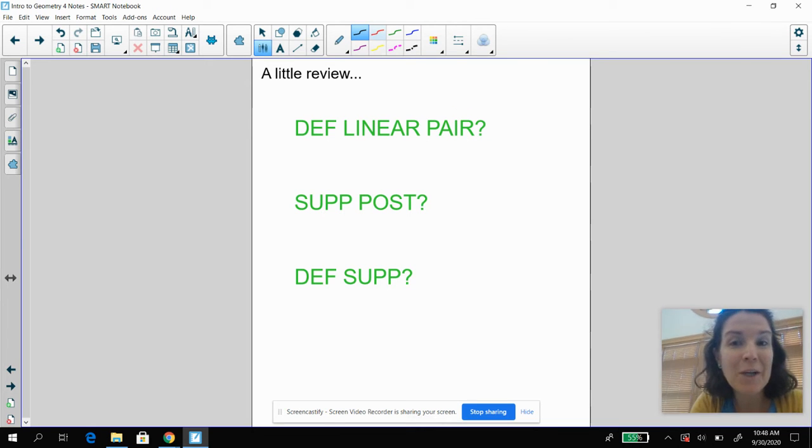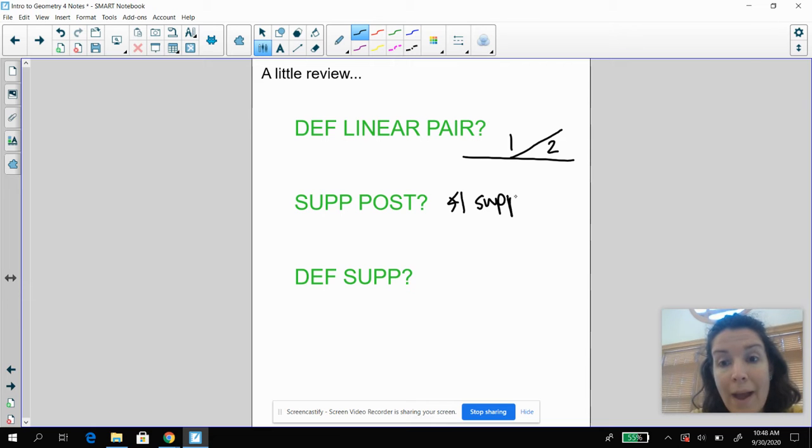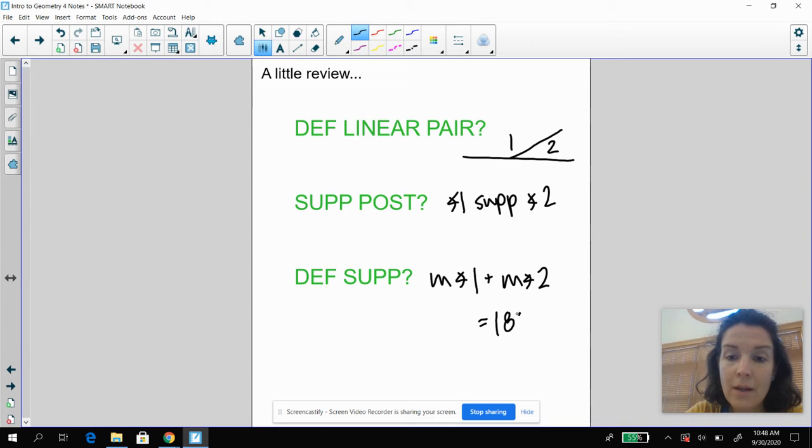So remember, the definition of a linear pair is a straight line that we broke up into two adjacent angles, and they make up a straight line. So two angles that make up a straight line are a linear pair. Sup pos is then if I see that it's a linear pair, then I know that the linear pair are supplementary to each other. So I know angle 1 is supplementary to angle 2. That's the sup pos. And then def sup would be that the measurement of angle 1 plus the measurement of angle 2 equals 180 degrees. So I just want to make sure that we feel good about that flow.